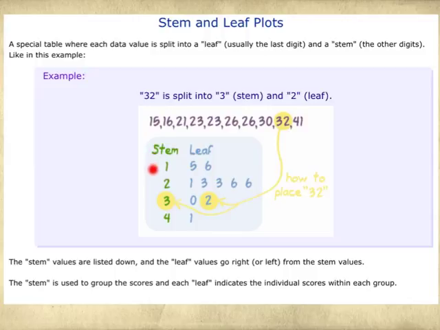Your stem values are listed down. Your leaf values go right, sometimes left, but we'll talk about that later. So you'll never have a ones digit in the stem column. Your ones are always going to be over in the leaf area.